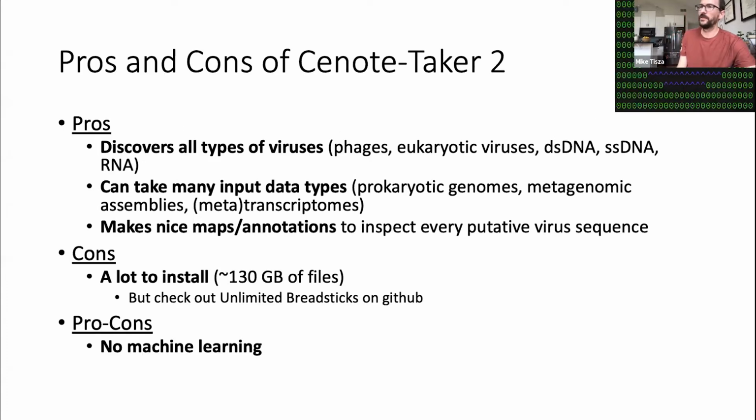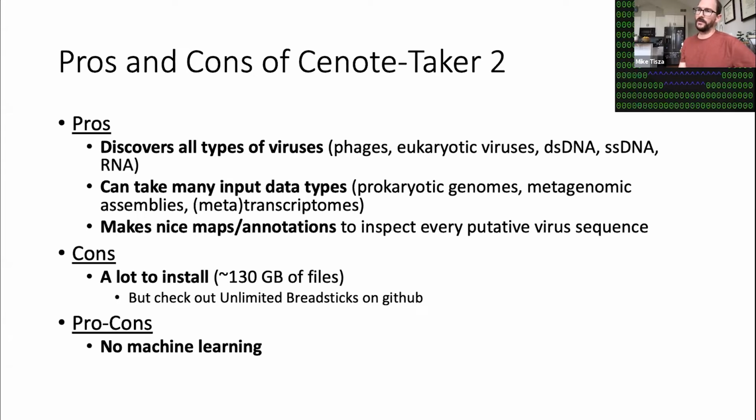Pros and cons of Cenote-Taker2. It does discover all types of viruses. So that's phages, eukaryotic viruses, double-stranded DNA, single-stranded DNA, and RNA viruses. It can take many input data types, including prokaryotic genomes, metagenomic assemblies, virome assemblies, of course, and meta or normal transcriptomes, if you want to look for RNA viruses. It does, in my opinion, make nice maps and annotations of various features on these virus sequences, and allows you, importantly, to inspect the outputs of Cenote-Taker2. You can also feed the resulting contigs from another tool into Cenote-Taker2 just to make the annotations if you want.